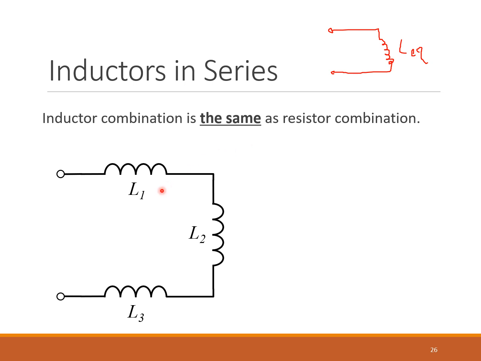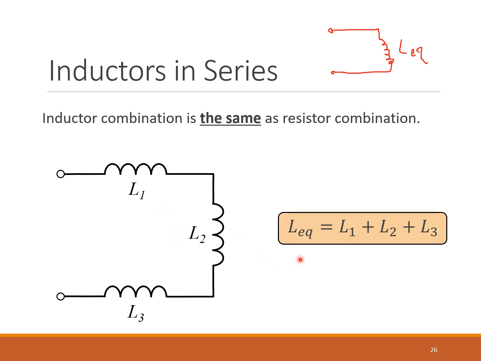So if we have a series connection of inductors, in this case, I've shown 3 inductors, L1, L2, and L3, we're simply going to add the 3 values together to get our equivalent inductance. So just like we saw with resistors, if we have inductors in series, the equivalent inductance is always going to be bigger than the biggest inductance that's in series.